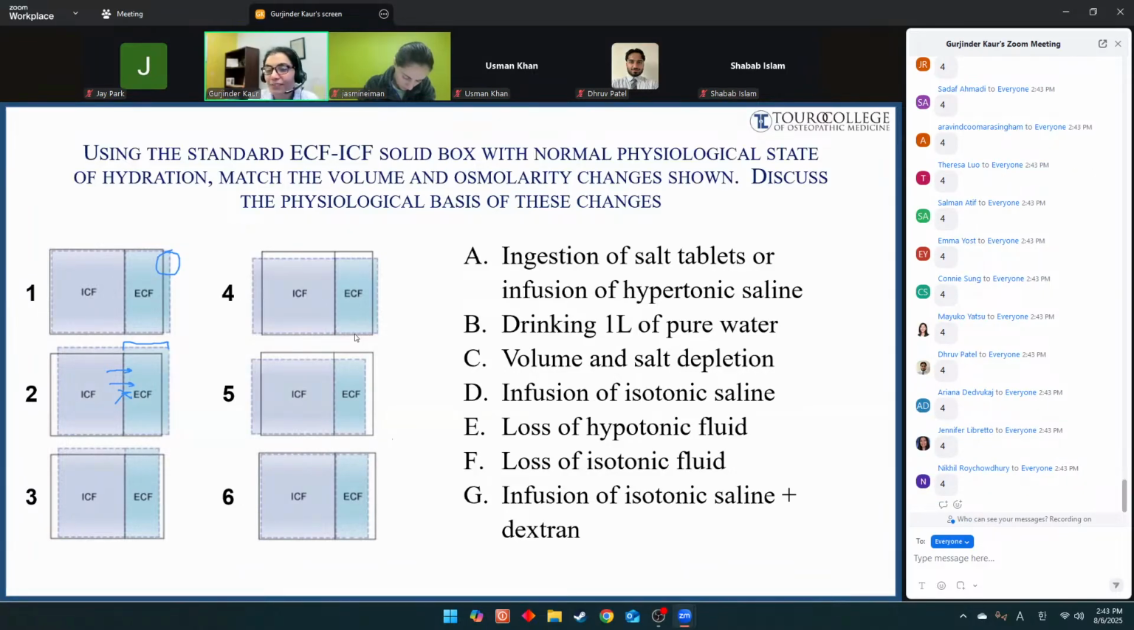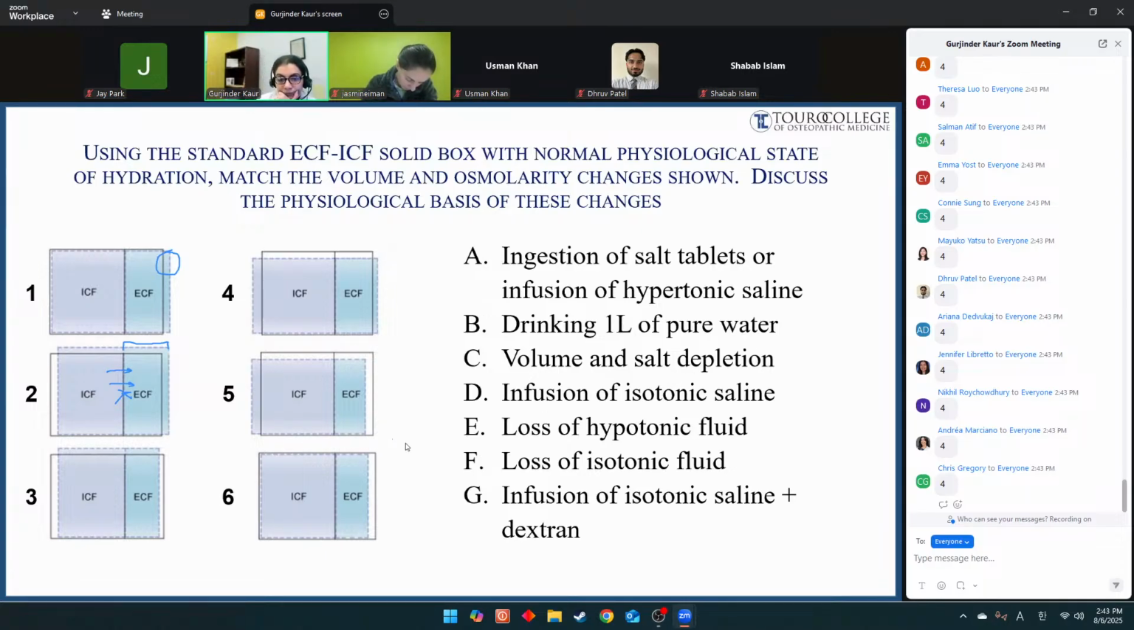Very nice. I think I prepared you well enough. I'm happy with the outcome now. So yes, 4 is correct. You are bringing the osmolarity down by adding pure water, right? And the volume is being built up on both sides, and osmolarity is down here. Right, great.